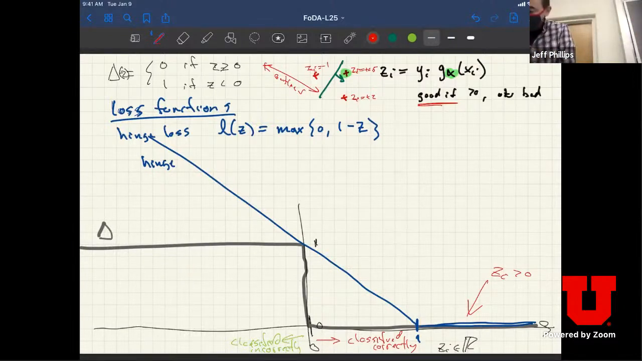Okay, let's look at the next one here. The next function is often called the smoothed hinge. Actually, let me start with the squared hinge, and then we'll compare this with the hinge loss. The squared hinge loss function is going to be equal to the max of 0 and 1 minus z, squared. Actually, the square is on the outside.